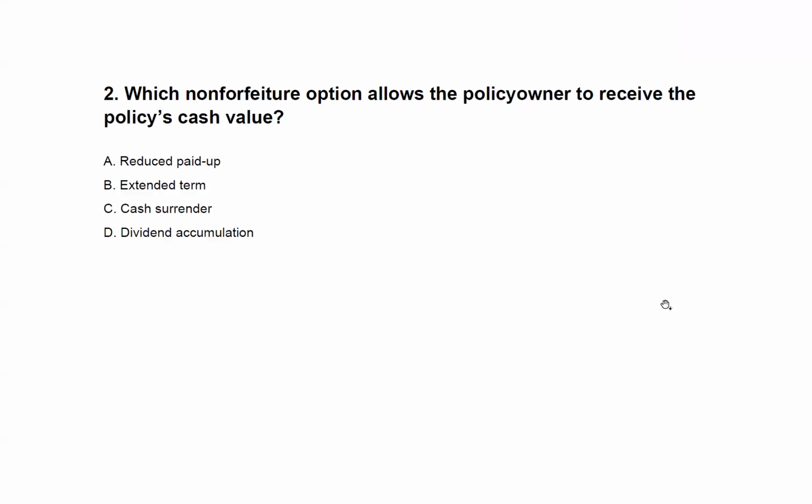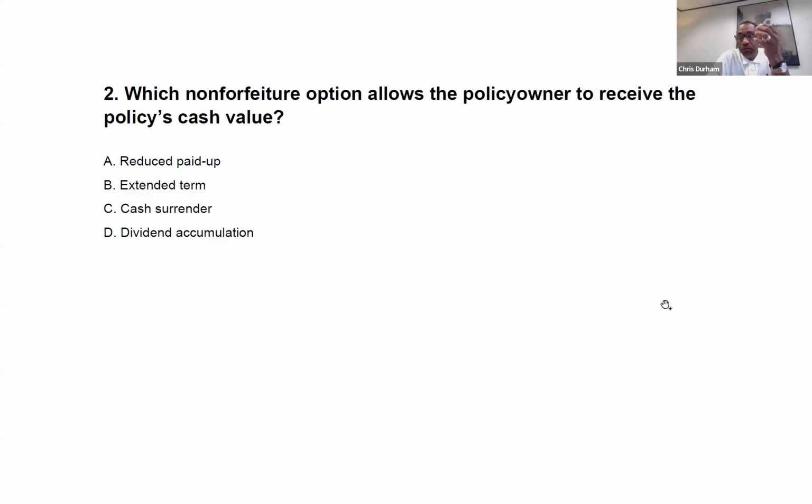Which non-forfeiture option allows the policy owner to receive the policy's cash value? Receive the policy's cash value. I'm gonna say dividend accumulation. No. Cash surrender. Yep, it's cash surrender. C. I was gonna say that first.